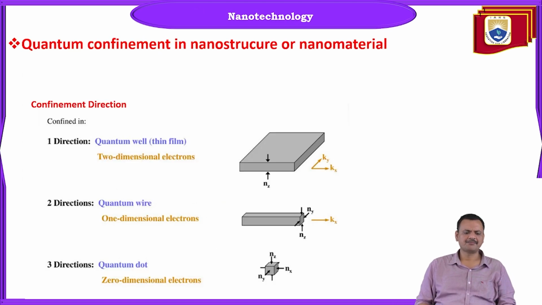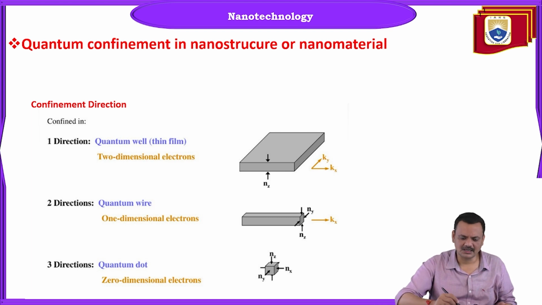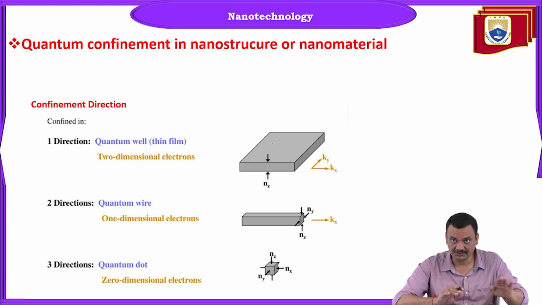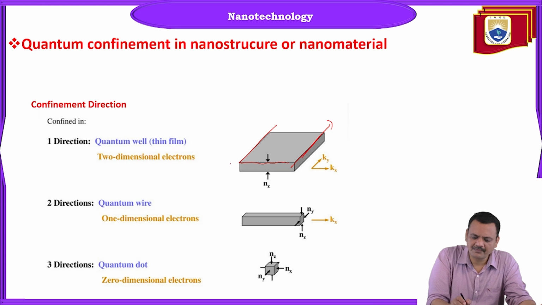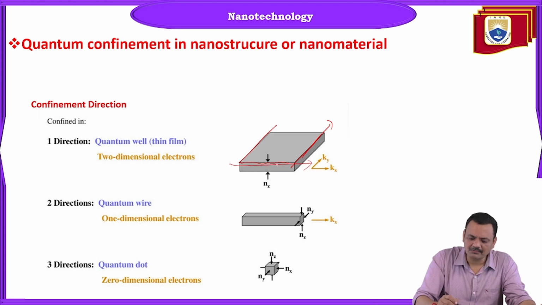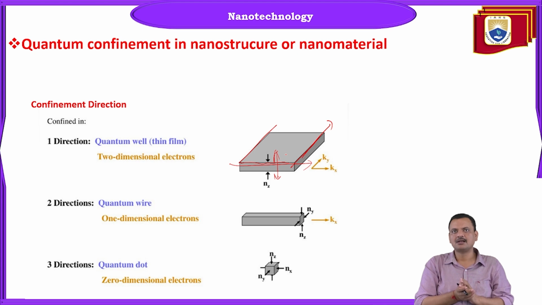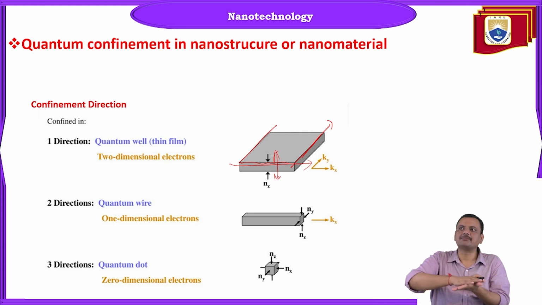So same thing, confinement direction. These are the nano sheets, two dimension. In these directions your material can grow, but in this direction you have confined the material. So quantum well or thin film: one direction confinement, but a two-dimensional electron system. So this is a kind of sheet.